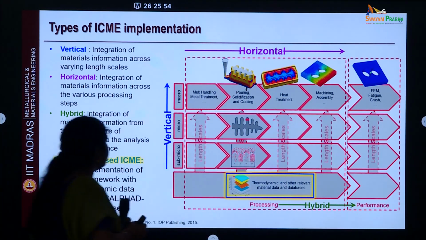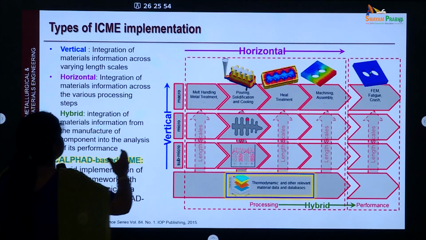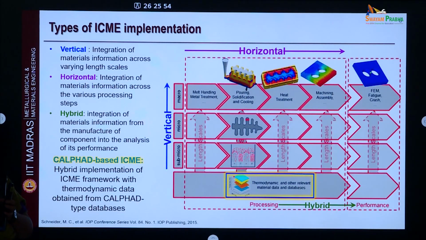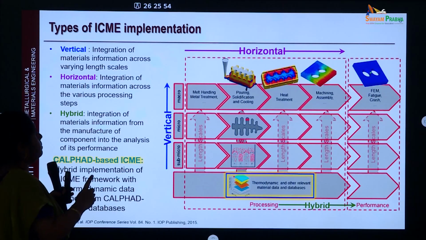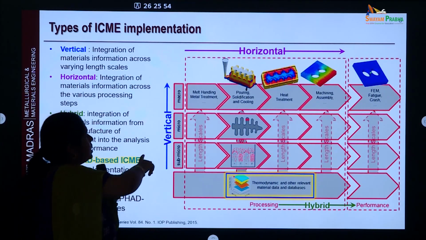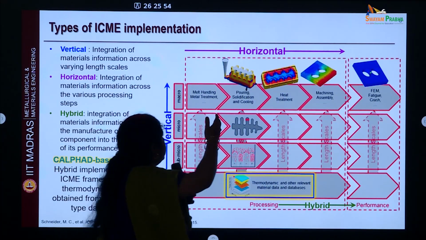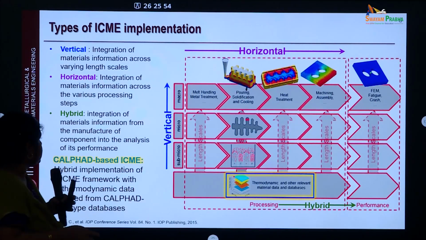Now depending on that, we have two types of implementation for ICME. Vertical implementation is in terms of length scales, and that is what we saw, right? Like electronic to atomistic and so on. That is called vertical implementation. Horizontal implementation is where you go through the processing steps, right? Like materials handling, casting, heat treatment, machining, etc.